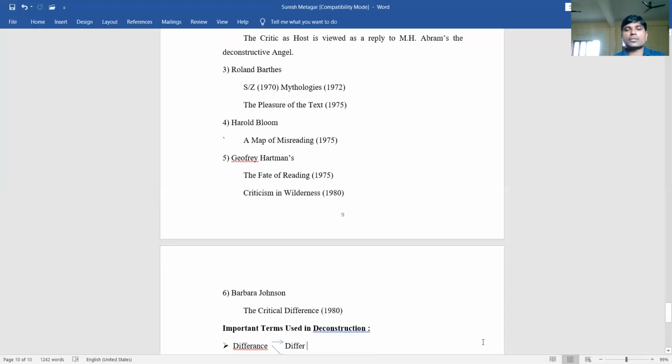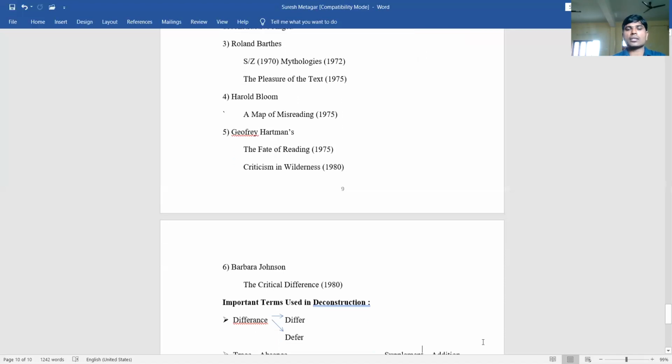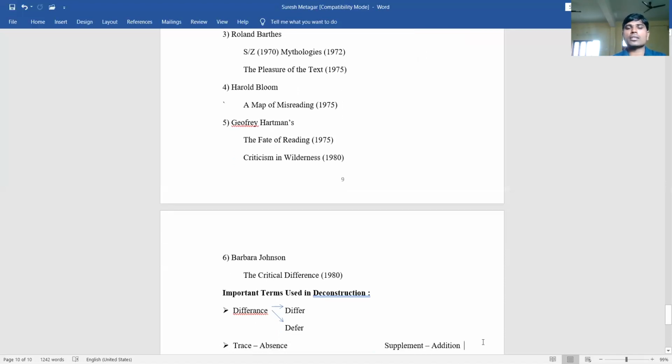Then one more person is there, Geoffrey Hartman. There are so many people, and I'm just speaking about important writers. Geoffrey Hartman wrote The Fate of Reading in 1975 and Criticism in the Wilderness in 1980. Then the last important writer is Barbara Johnson. She has written a work called The Critical Difference in 1980. These are important writers who have contributed to the development of deconstruction.